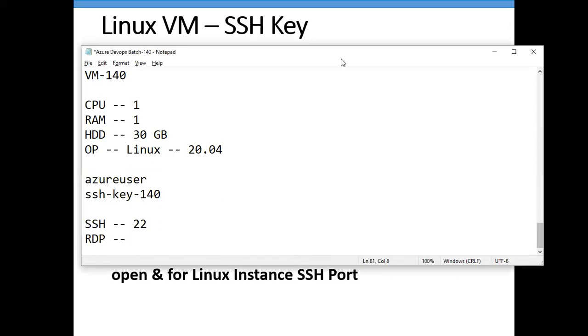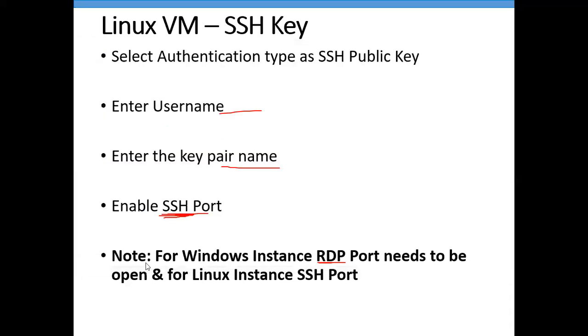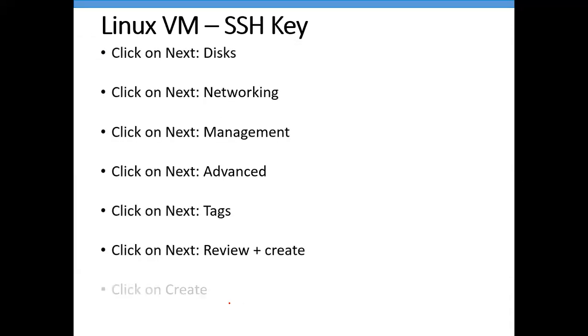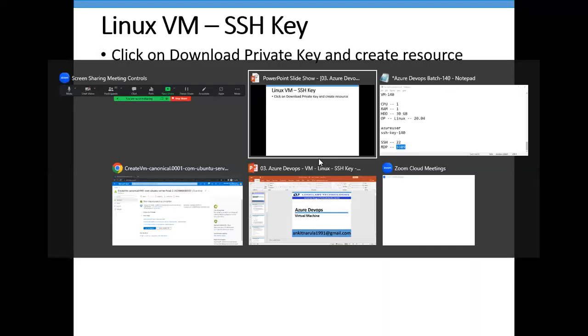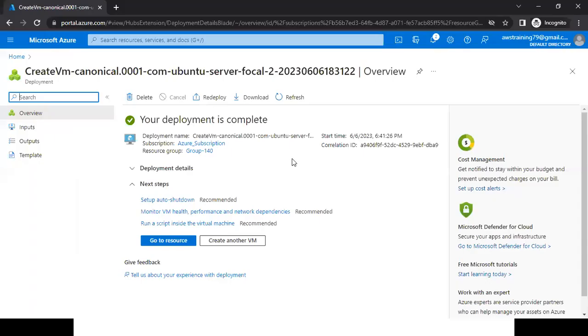And anyone knows the RDP port number? Please confirm in the chat box. 3389. And for SSH, we have port number 22. For RDP, we have port number 3389. We are able to create our Linux virtual machine.